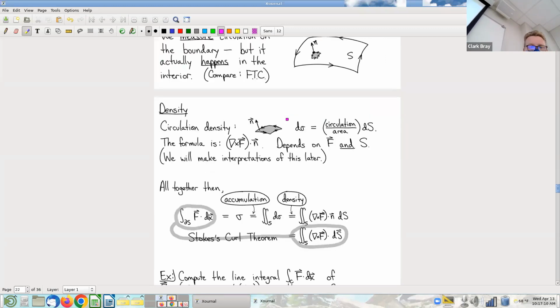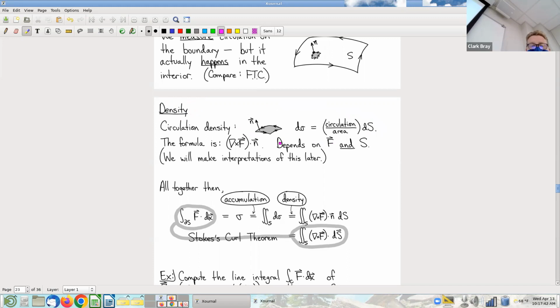Then we have this associated notion of density. So again, whenever you have an accumulating quantity, that means that the stuff that you're measuring, even if you feel like you're measuring it on the boundary, right? If it's an accumulating quantity, it is literally accumulating throughout the interior. And you can talk about there being some of it in specific places. And there is therefore this associated notion of density. And density in this case is circulation per unit area. And it's something that can be computed.